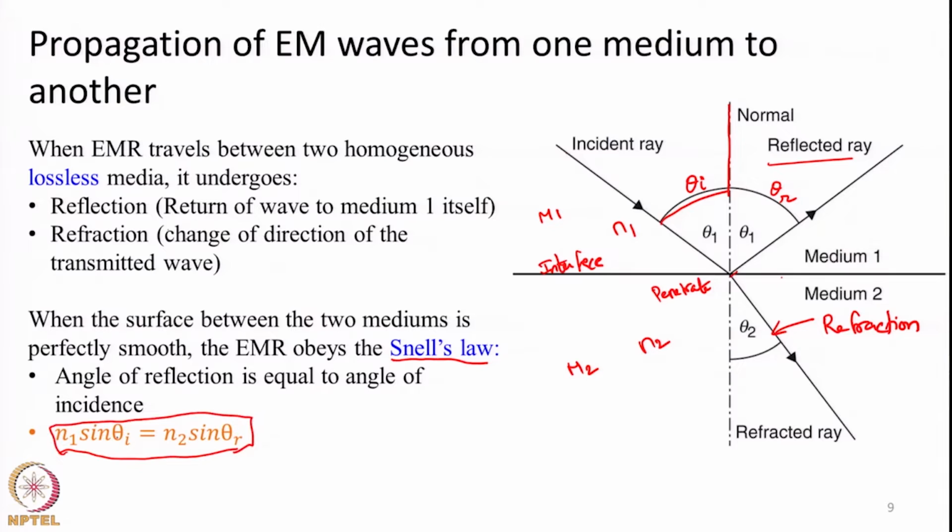Also, in relation to refraction, this law will be obeyed. That is, n1 sin theta i is equal to n2 sin theta r, where n1 and n2 are the refractive indices of the two mediums. Theta i is the angle of incidence, and theta r here is the angle of refraction, like how much the ray is bent actually.